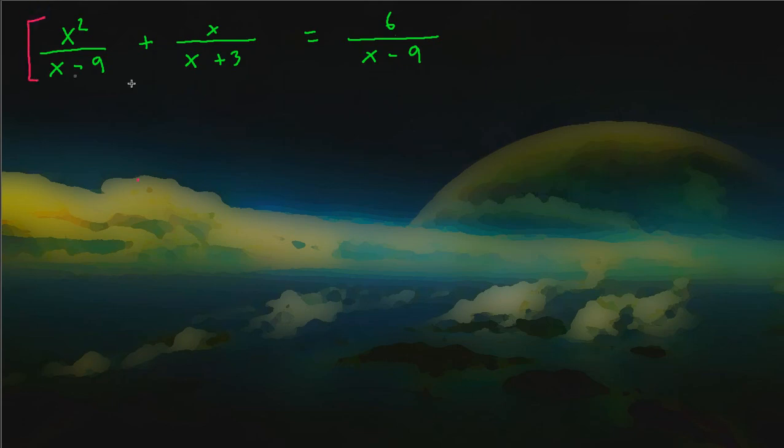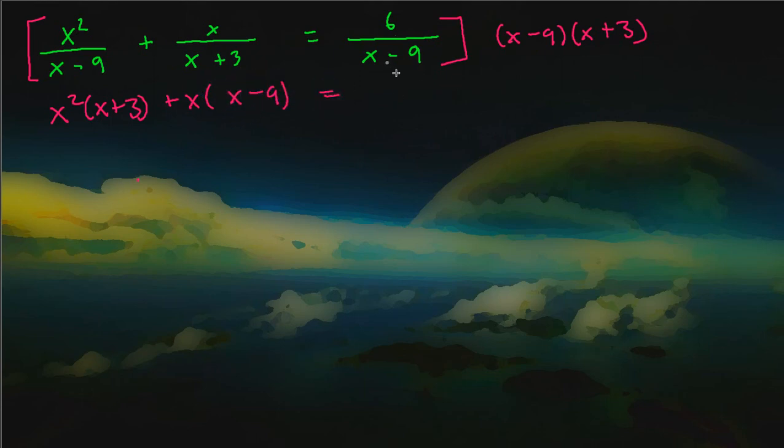And no factoring involved here. I just need to clear by multiplying by x minus 9 and x plus 3. So at the left, I have x squared times x plus 3, because the x minus 9s would cancel, plus x times, we'll get x minus 9, equals, and the x minus 9s cancel, and the 6 will multiply into x plus 3. So I just distribute, and keep going down the line.